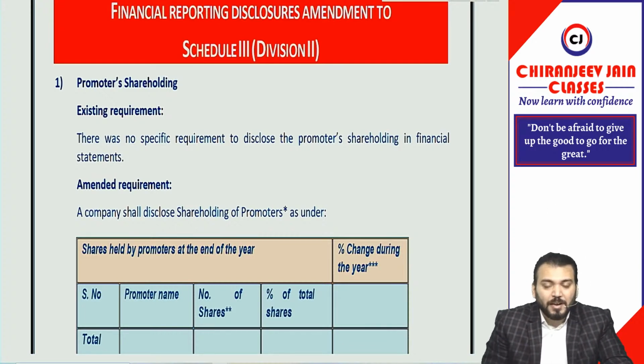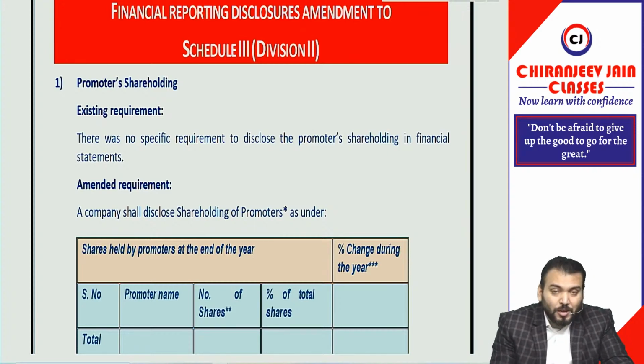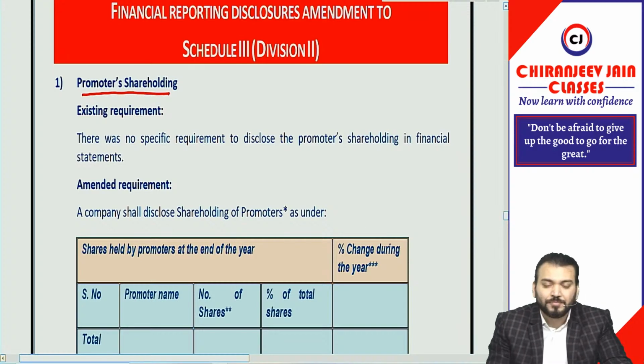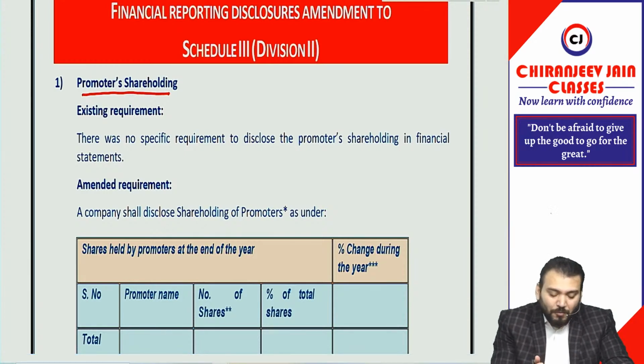So what are the amendments related to Schedule 3 of Division 2? The first point is for promoters' shareholding. Now we'll just discuss what was given in the existing requirement, meaning as per the previous Schedule 3 Division 2, and what is the amendment.